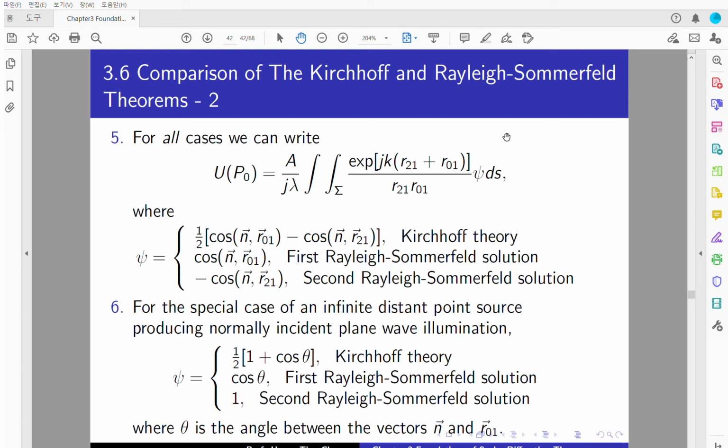Hi everyone. We will continue the discussion in chapter 3. So today we are going to begin with the comparison of the Kirchhoff and the Rayleigh-Sommerfeld theorem.